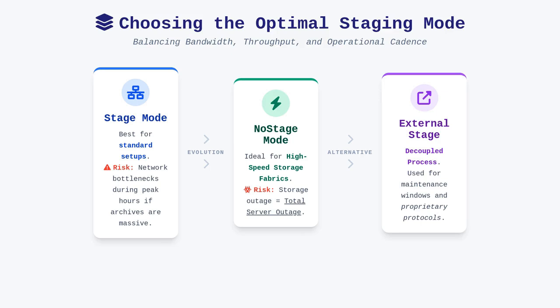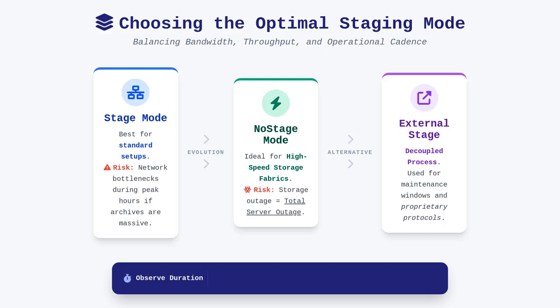External stage mode is useful for decoupling your deployment process from WebLogic internals, especially when you need to perform staging operations during specific maintenance windows or using proprietary deployment protocols. Before you decide, observe your existing deployment duration, check the available I/O throughput on your storage devices, and consider the complexity of your current automation scripts to determine which path provides the most stability for your specific domain topology.